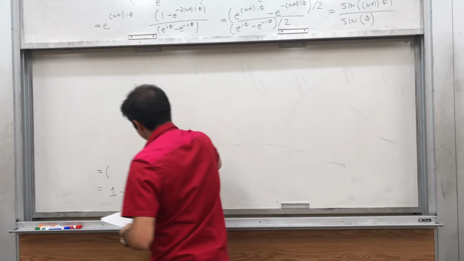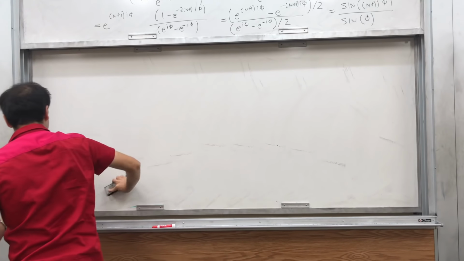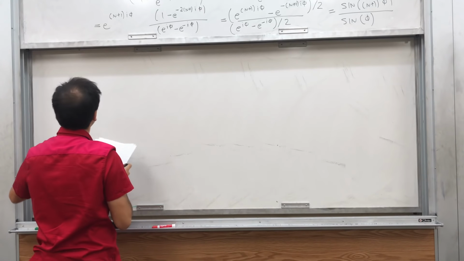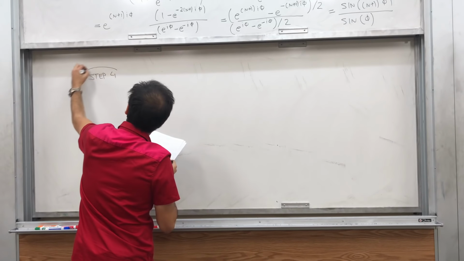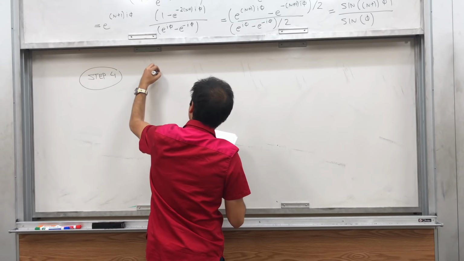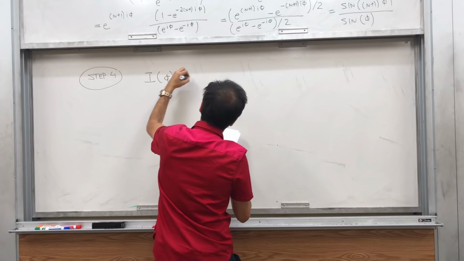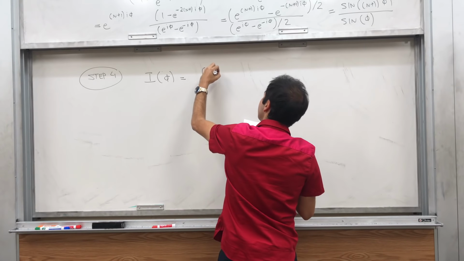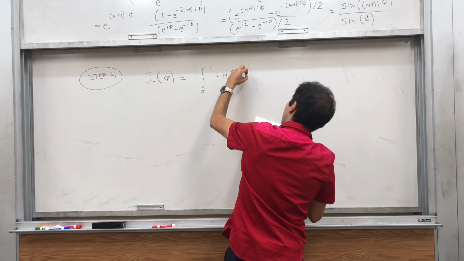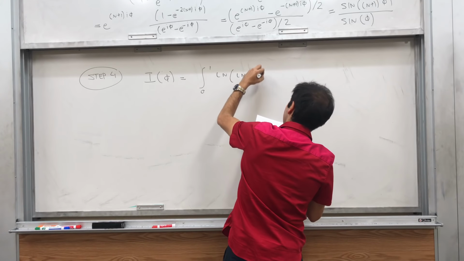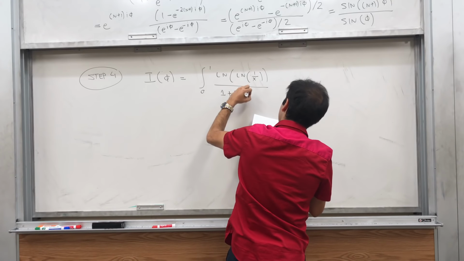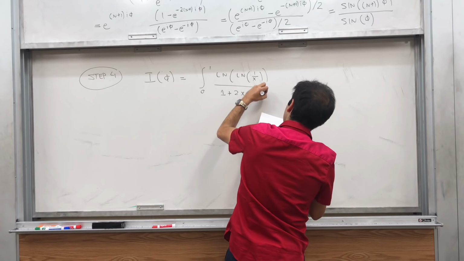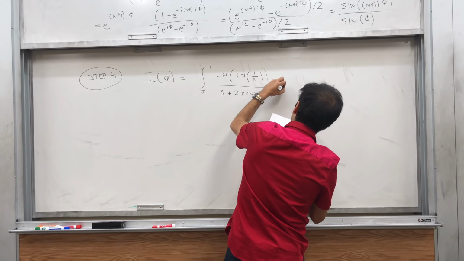All right, so step 4. This one, pretty quick, I would say. You're just running down the mountain. So what was I of phi? I of phi, I would like to remind you, was our integral from 0 to 1 of ln of 1 over x, over 1 plus 2x cosine of phi plus x squared, dx.